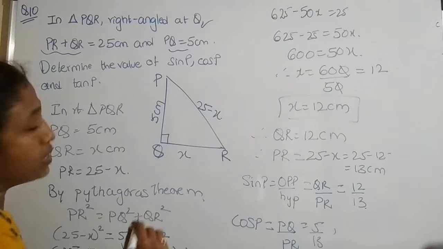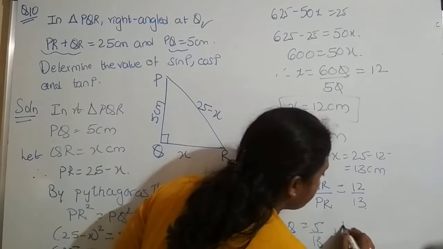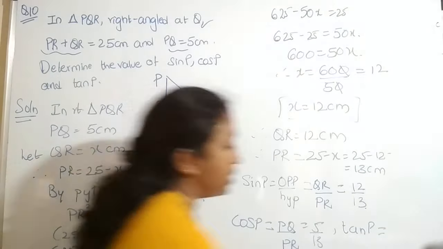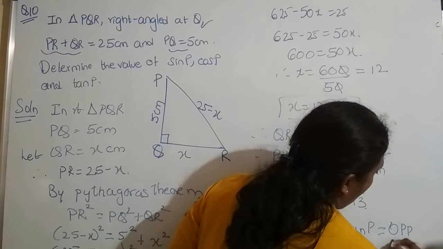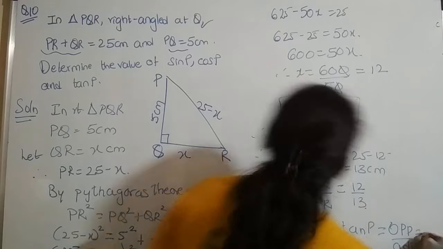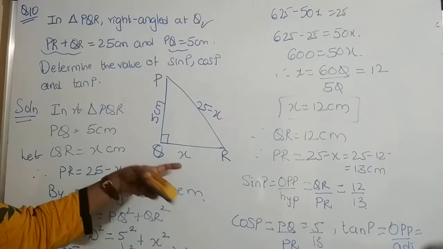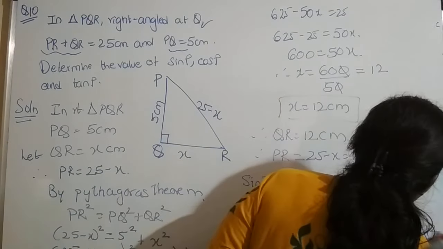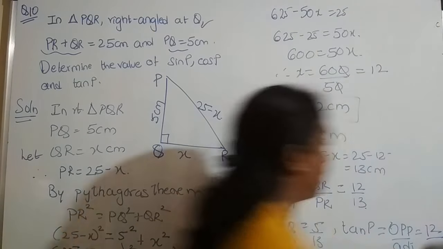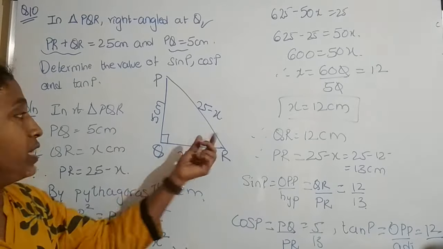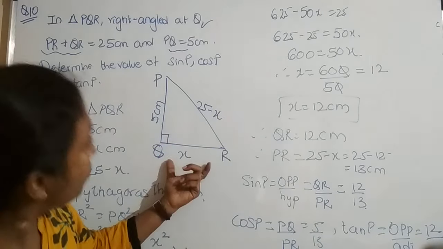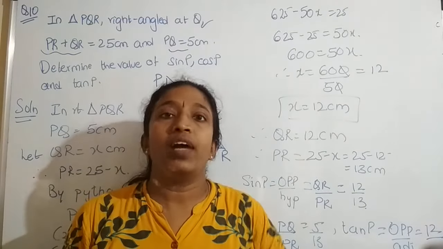Next they have asked what is the value of tan P. Tan P is nothing but opposite upon adjacent. So what is opposite here? QR, which we found to be 12, and adjacent is nothing but 5. I hope it is understood how to find the value. So tan P is 12 upon 5. So we found out the value of each.